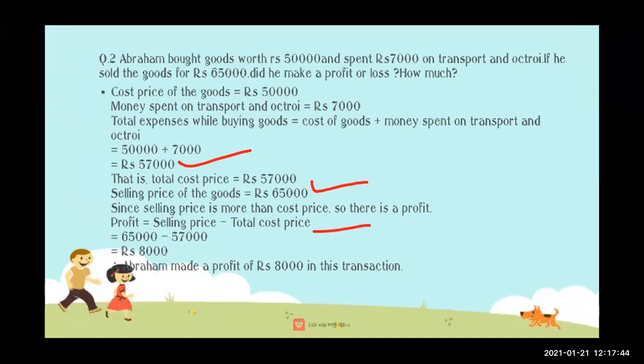Now selling price is how much? 65,000 minus 57,000. So here rupees 8,000. Rupees 8,000 is the profit of Abraham. So the last statement should be: Abraham made a profit of rupees 8,000 in this transaction.